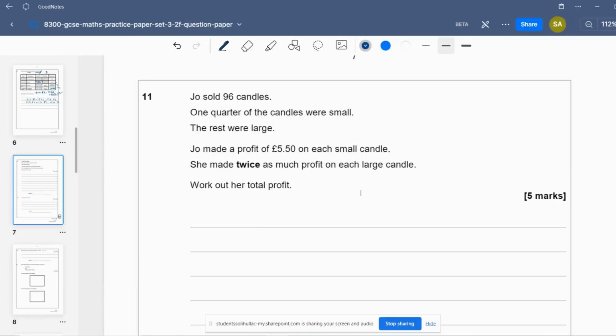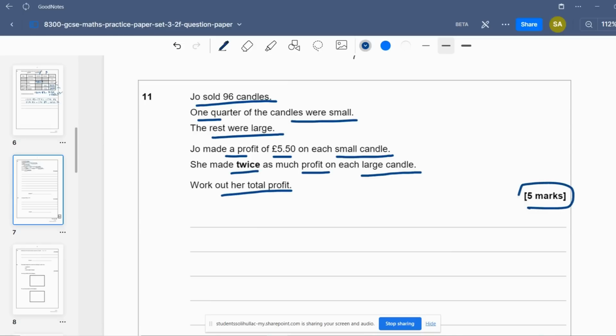Joe sold 96 candles. 1/4 of the candles were small. The rest were large. Joe made a profit of £5.50 on each small candle. She made twice as much profit on each large candle. Work out her total profit. Now it is a 5 marks question, right? So we will not try to solve everything in our head.